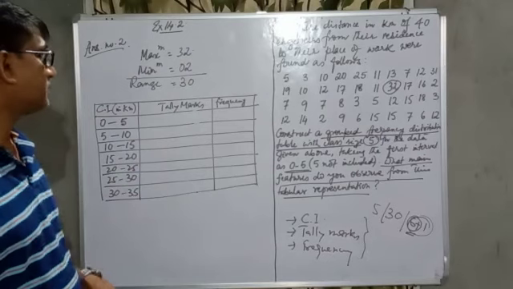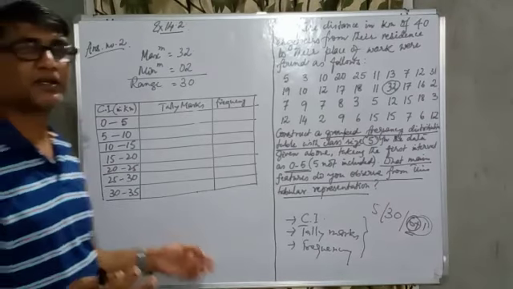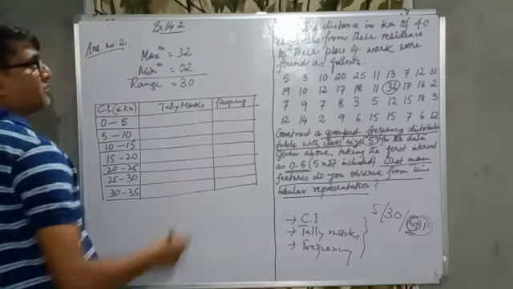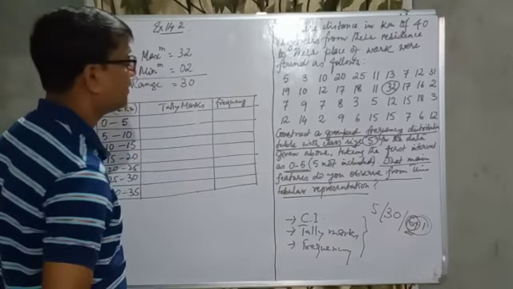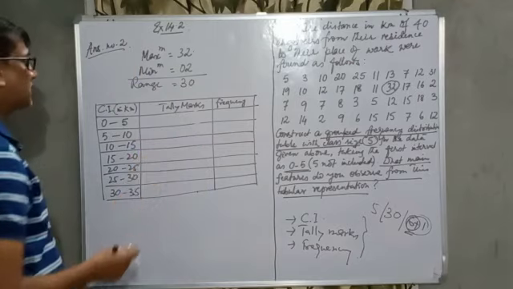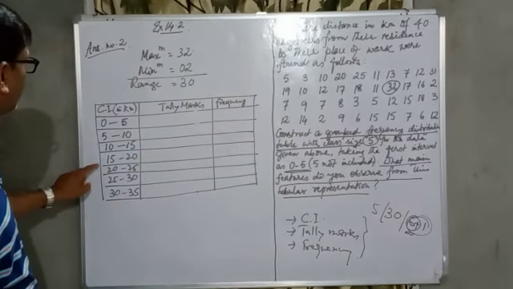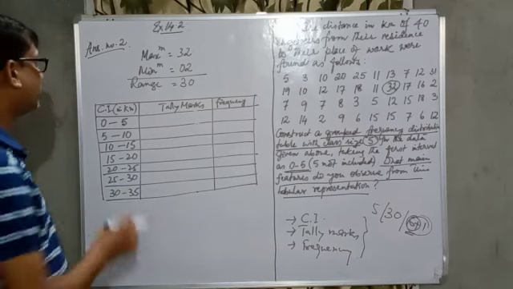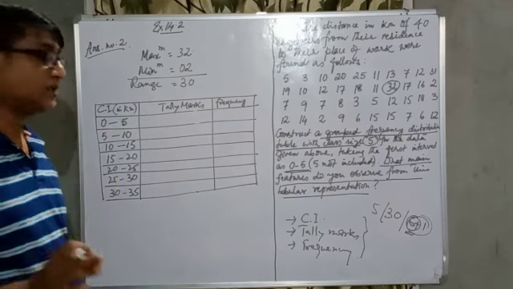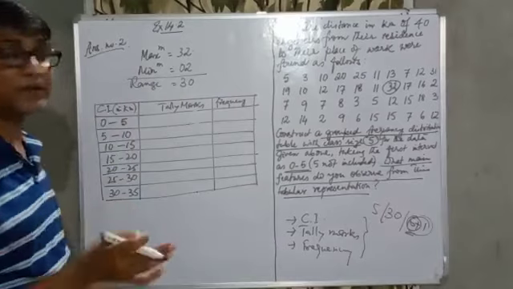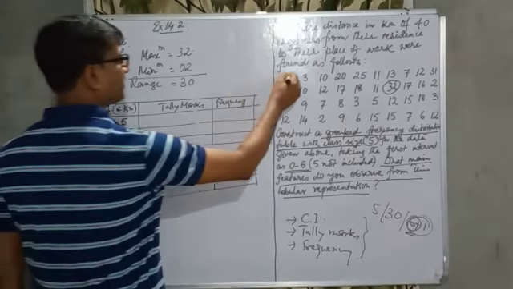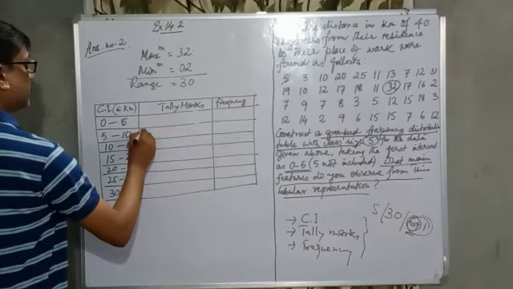Okay. Now tally marks. In the last class we learned how to make the tally marks. The first number is 5. Which class interval will 5 go in? There are 7 intervals. Will 5 go in 0 to 5 or 5 to 10? In the first class interval, 0 to 5, 5 is not included. It starts from 0 and is less than 5. So 5 will go to the second interval.